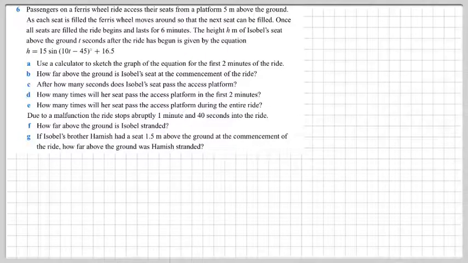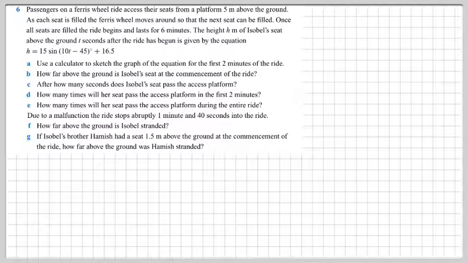So, first of all, we've got to use a calculator to sketch the graph of the equation for the first 2 minutes of its ride. I think they're doing this thing in seconds. Yes, seconds. So 2 minutes is 120 seconds. So we've got to do that. And now what else have we got to do? How far above the ground is Isabel's seat at the commencement of the ride? Yeah, we can work that out, I think.